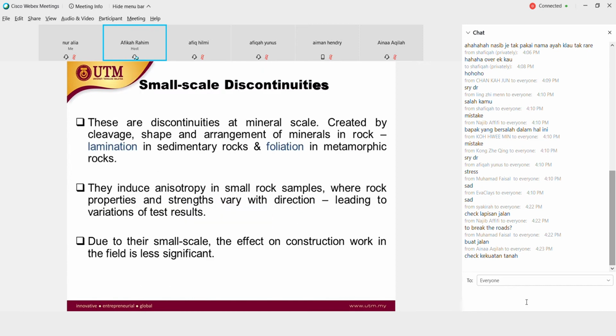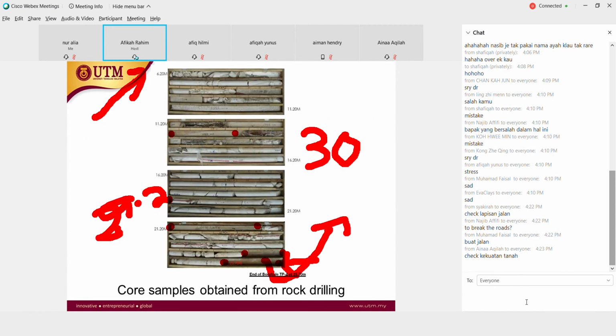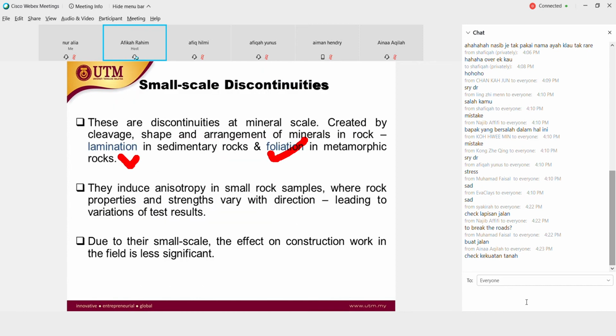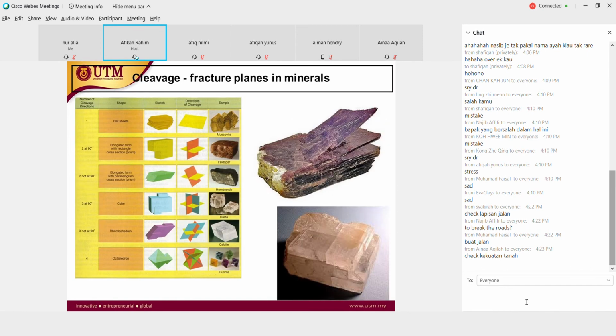So these are discontinuities at mineral scale. For small scale discontinuities, we have two, which are lamination and foliation. This topic we are almost done, but not done yet. I will show you the effect and more. This one is the rock sample to be sent to the lab. We got this at the site, and then we will bring it to the lab. Later there are two other structures, laminations and foliations, like this one.